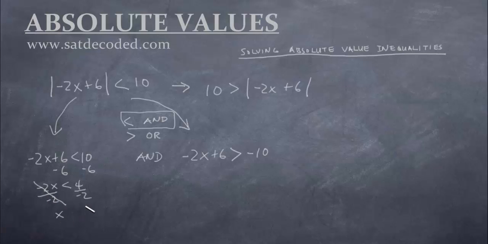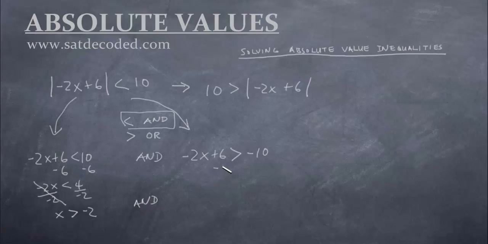I get x. One thing you should know is that if you ever multiply or divide by a negative number, the sign right here is actually going to flip. So I have to flip the sign. And then 4 divided by -2 is -2. And I'm just going to rewrite that.